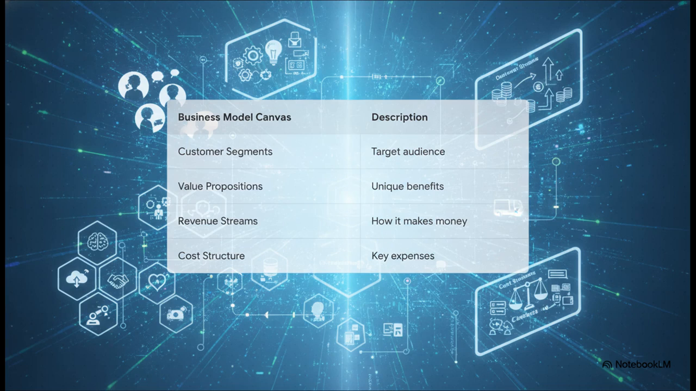Once that's validated, we can take all that market data and map it directly onto a business model canvas. Beyond just customer segments, value propositions, revenue streams, and cost structure, you can prompt your AI to help define your distribution channels, customer relationships, key resources, key activities, and key partners. You feed your verified market research back into the AI, and it logically maps out exactly how your business is going to operate and actually make money.